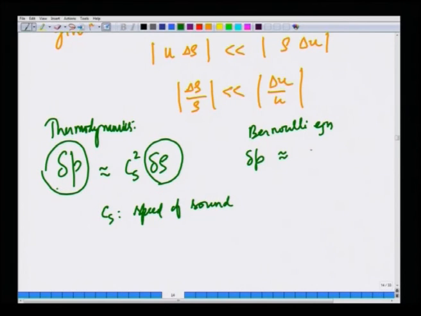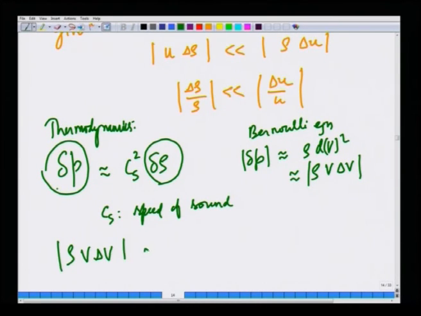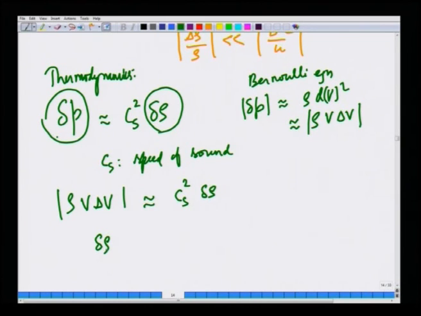delta p is approximately, the magnitude of delta p is rho v del v. So, delta p is approximately rho d of v squared, this is rho v del v, approximately. Okay. So, rho v del v, the magnitude of that, is approximately equal to Cs squared del rho. Okay. So, del rho is approximately rho v del v by Cs squared.